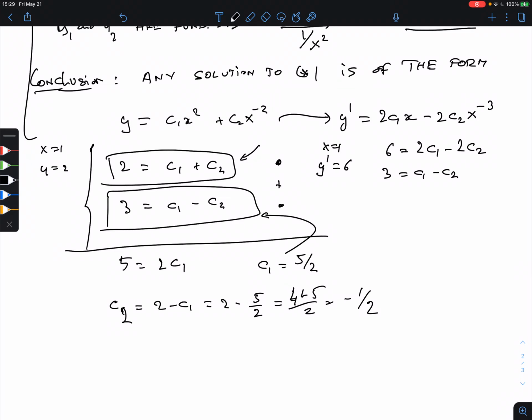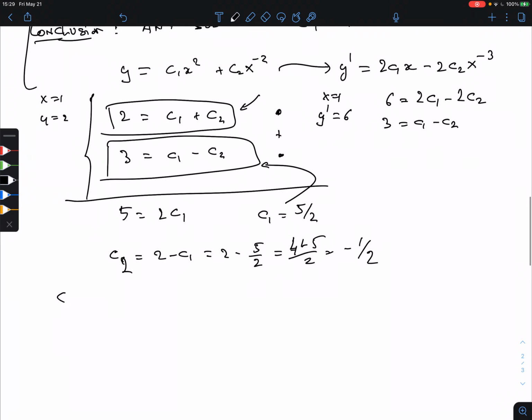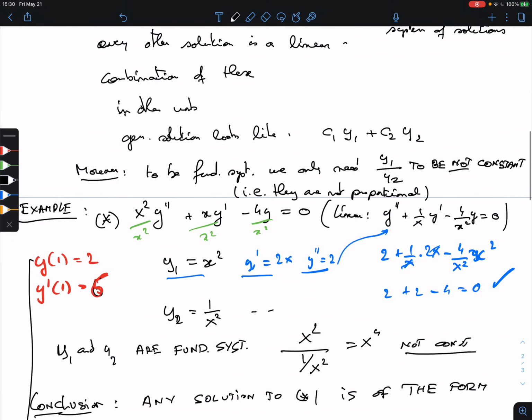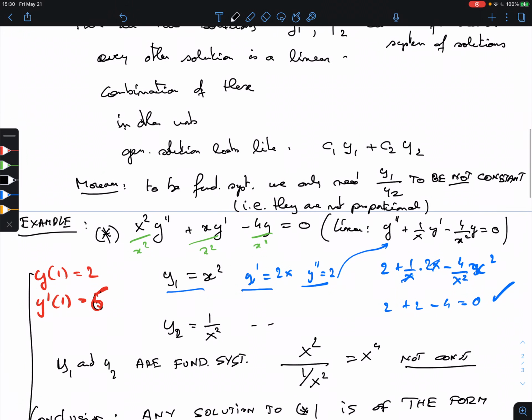is minus 1 half. So our solution, and this is the unique solution, is y equals 5 halves x squared minus a half x to the power negative 2. Okay, that's the solution of our initial value problem with this differential equation star here.